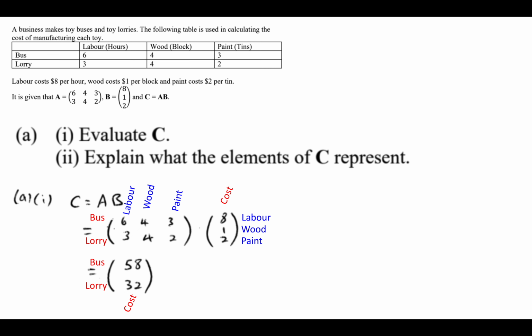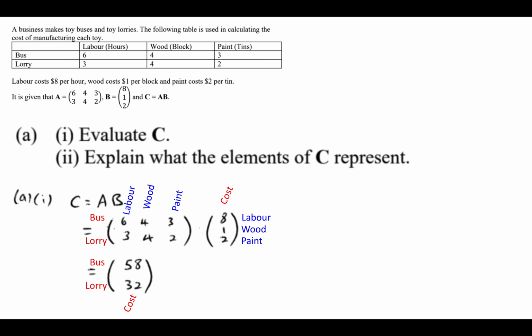When we multiply these two matrices together, you will observe that the labor in matrix A multiplies with the labor in matrix B. The wood in matrix A multiplies with the wood in matrix B, and the paint in matrix A multiplies with the paint in matrix B. They have to correspond, right? And that is why we multiply in this manner.